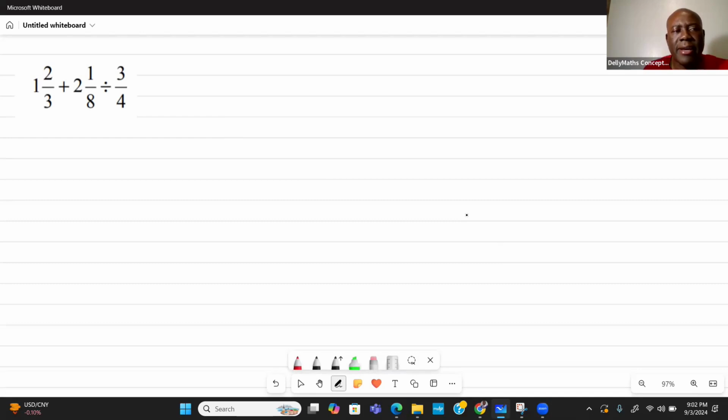All right, so in this other example, we have 1 and 2/3 plus 2 and 1/8 divided by 3/4. One of the first things we're going to do is just to convert all our mixed numbers to improper fractions. So for this one, it's going to be 3 times 1 plus 2, and that's going to give me 5 over 3, plus this one here, which is 8 times 2, which is 16 plus 1. That's going to give me 17 over 8, and I'm going to divide this by 3/4.